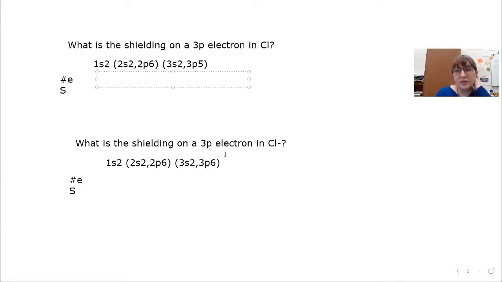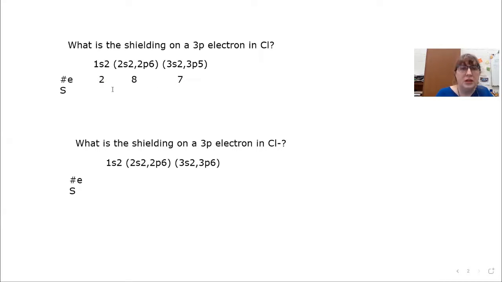All right, so let's look at another example. This time we're going to look at chlorine, but we're going to compare it to chloride. So we're going to see how changing the number of electrons is going to affect the shielding and the effective nuclear charge. So I've written out the electron configuration for the chlorine here, and what I'm going to do is put the number of electrons. So we have 2 electrons in the 1s, we have 8 electrons in energy level 2, and we have 7 electrons in energy level 3.